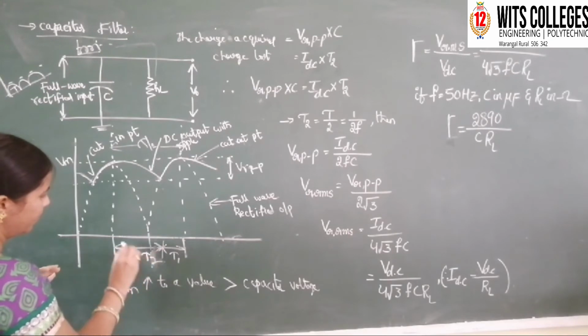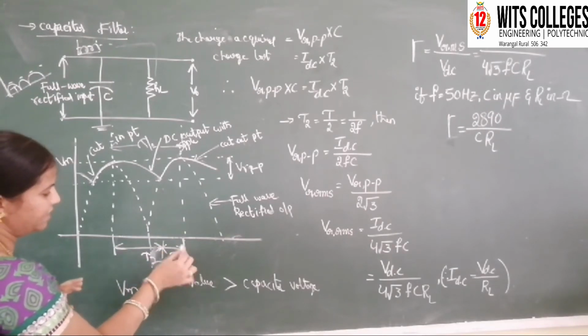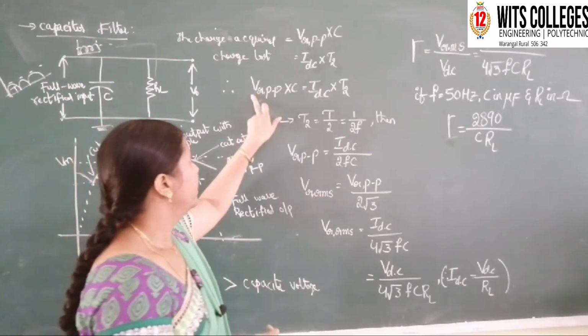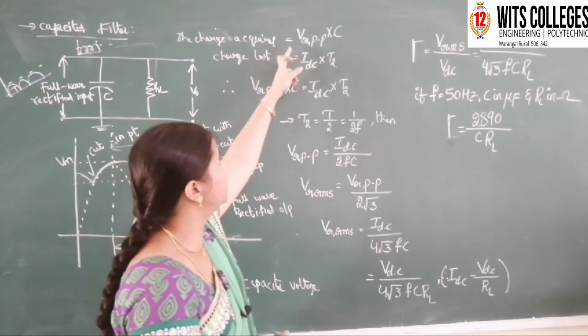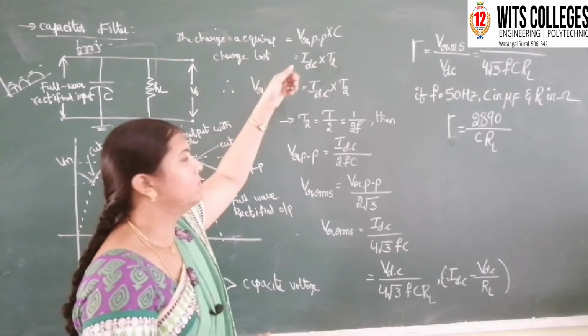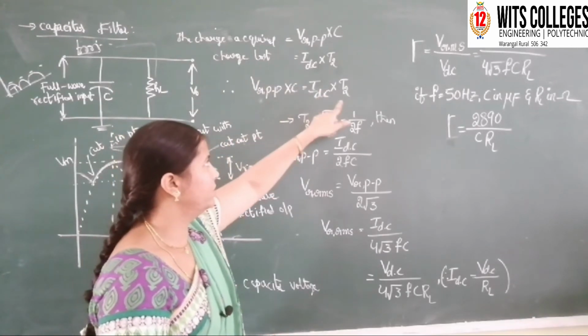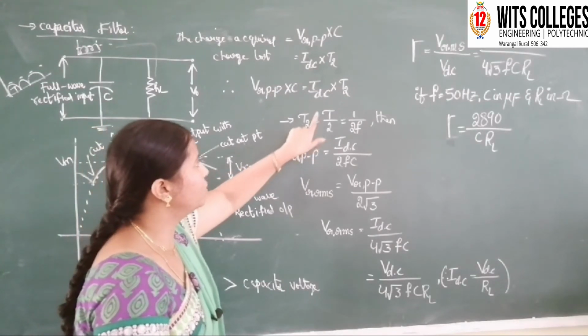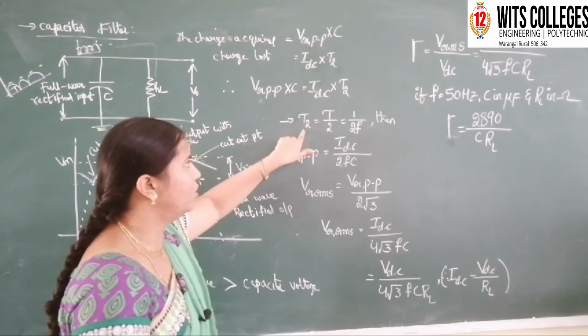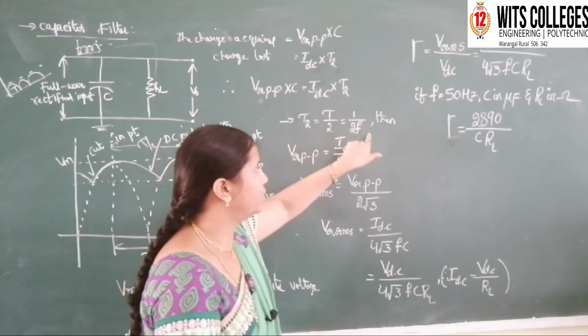From here to here is T2, and here to here it is T1. Okay? So the ripple factor peak to peak into C equals the charge acquired, which equals the charge discharged by the capacitor. So you can write it like this. From this equation you can write T2 equals T by 2. Actually T2 equals T by 2, which is equal to 1 by 2F.